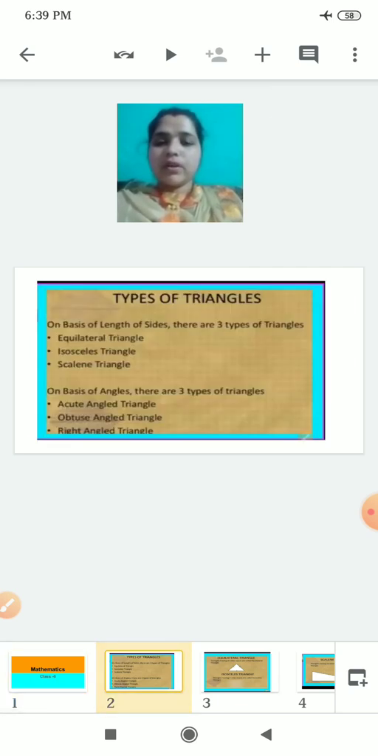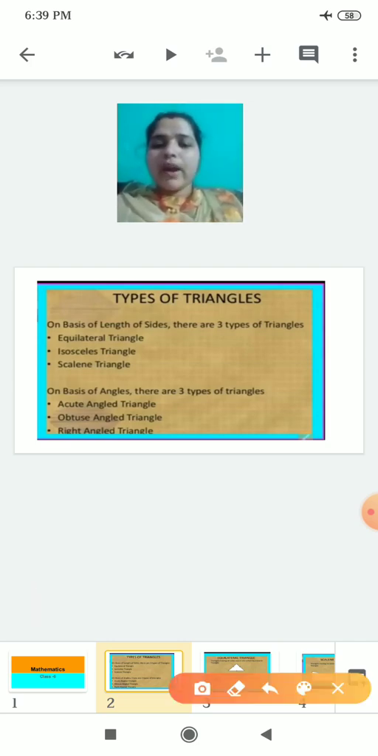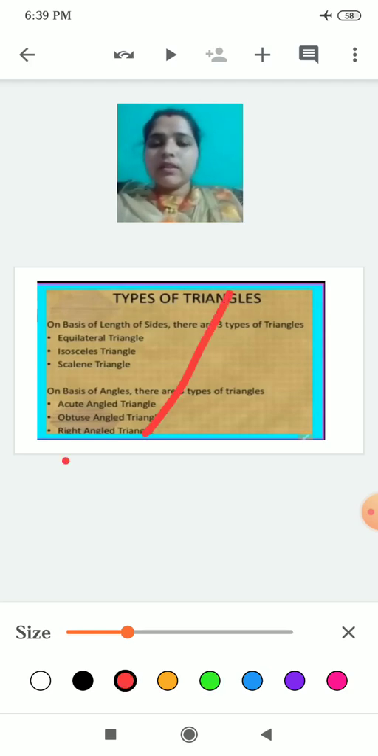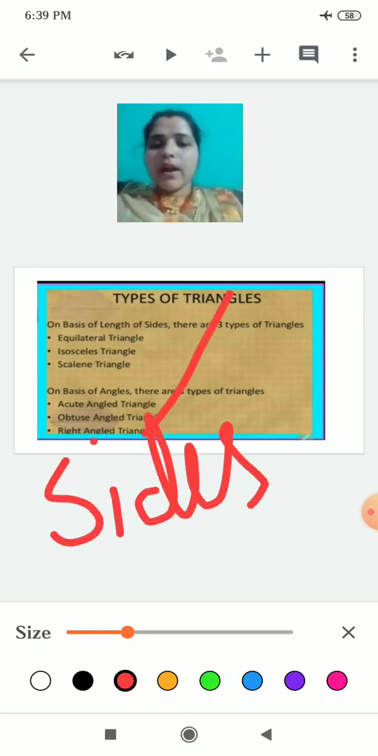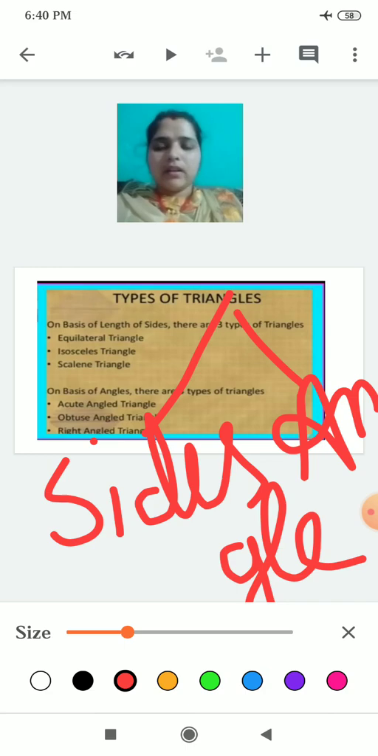So today we are going to discuss the types of triangles. Earlier we discussed the obtuse angle, reflex angle, complete revolution, straight angle and right angle, and perpendicular also. So today we are going to proceed further, that is the types of triangles. We will discuss them in two ways: first according to the sides, and second according to the angles.